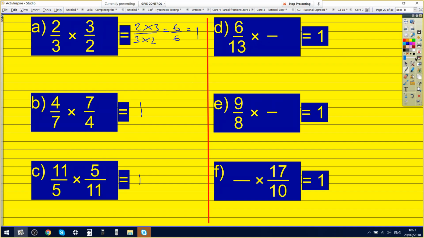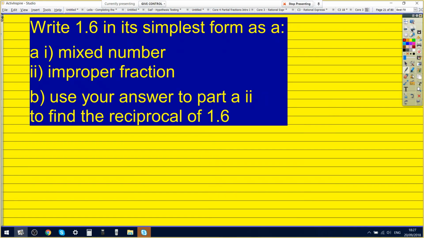So what's missing for the next one? Equals 13/6. 8/9. And then 10/17. Well done. Okay, 1.6. I'm not sure. No, we better do it.